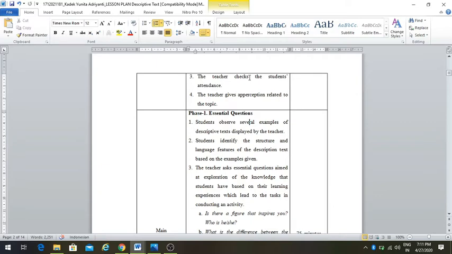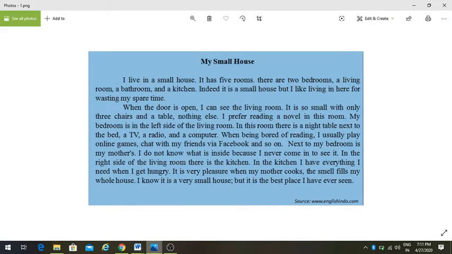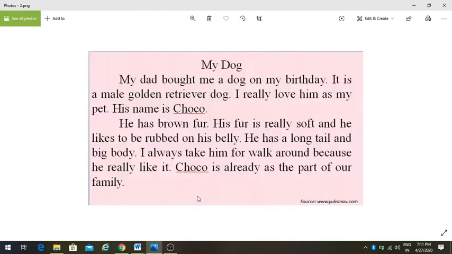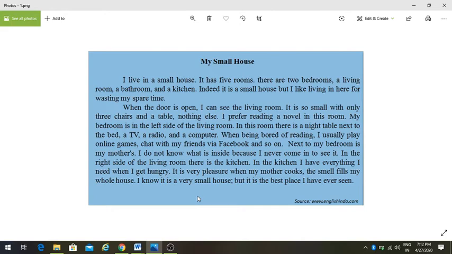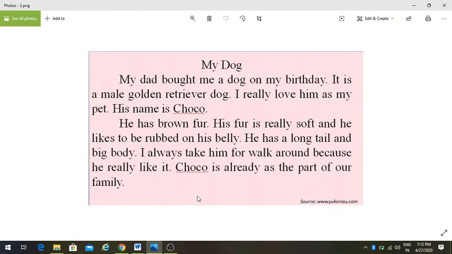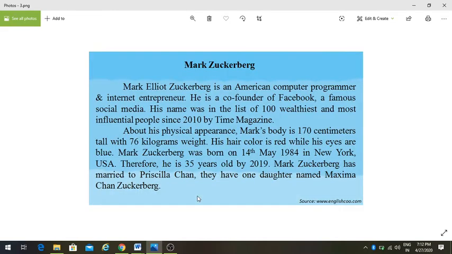So in the main activity, students observe several examples of descriptive text displayed by the teacher. The teacher gives some examples of simple descriptive text that are displayed on a laptop with a projector. Descriptive text that are displayed are about the description of place, description of person, and description of pet. So here are the examples. This is the example of description of place, and then description of pet, and description of a person.